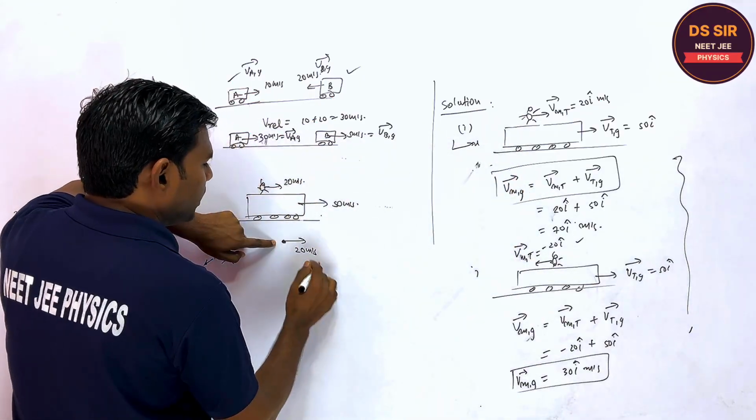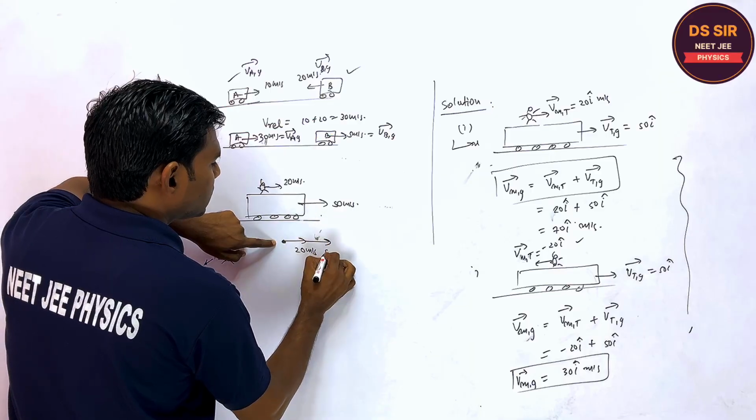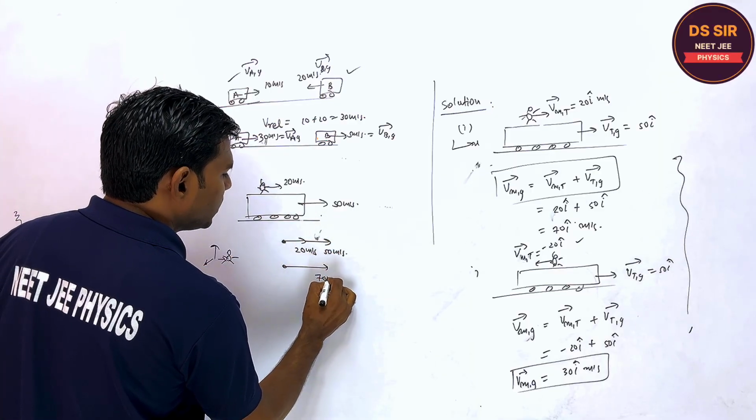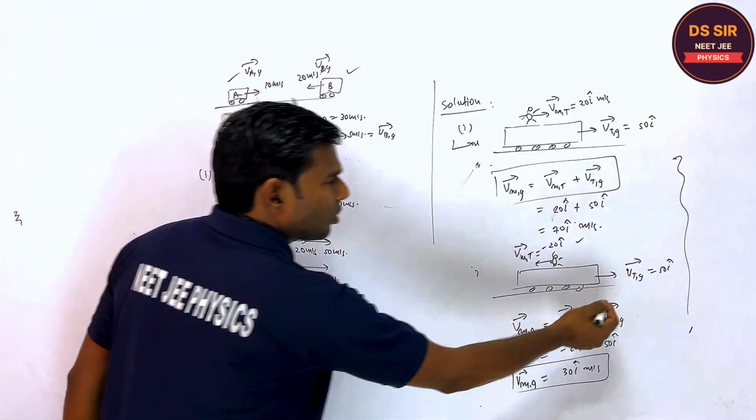Also the train is moving in the same direction. This is 50 meter per second. So what is the answer? Say 70 meter per second. Is it clear or not?